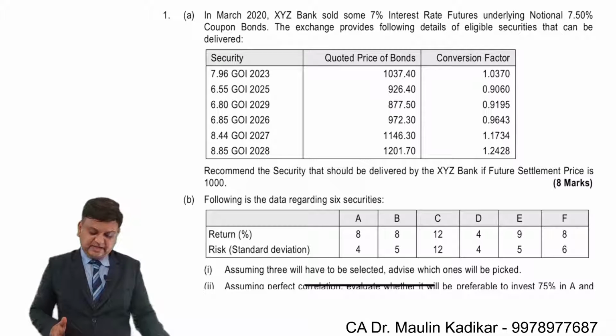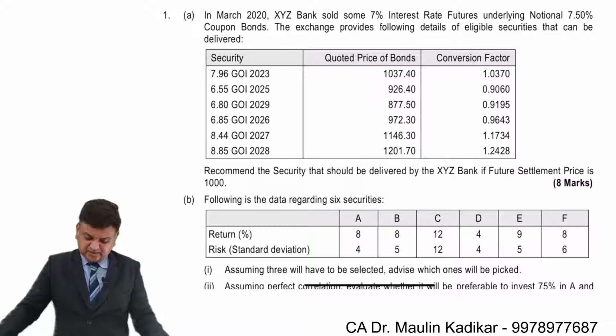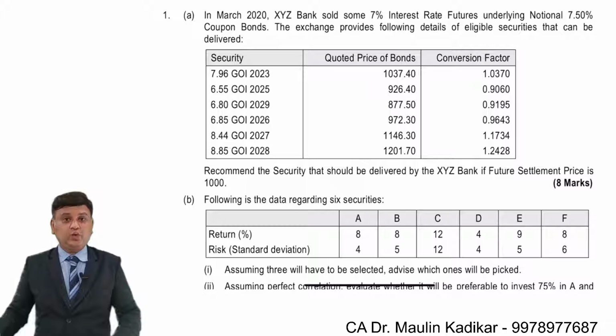Security is given as column number 1. Quoted price is given as column number 2. Conversion factor is given as column number 3. Recommend the security that can be delivered by XYZ Bank if the future settlement price is 1000.